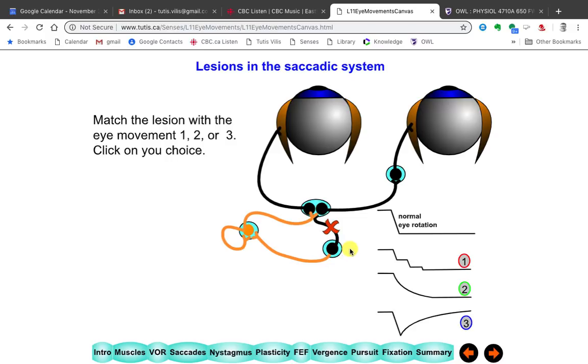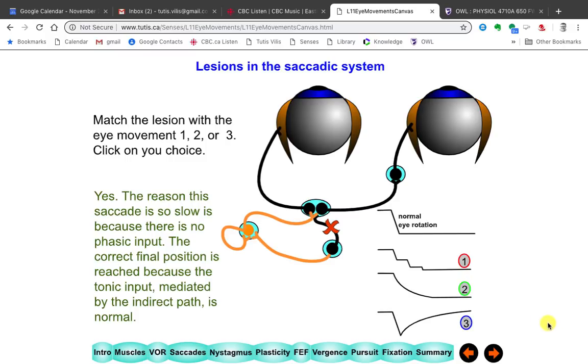Okay? So next, what happens if this thing were gone? You still get this thing, but this part of the direct pathway is gone. Which of these movements would it be? This one? This one? I thought I heard something. Good.